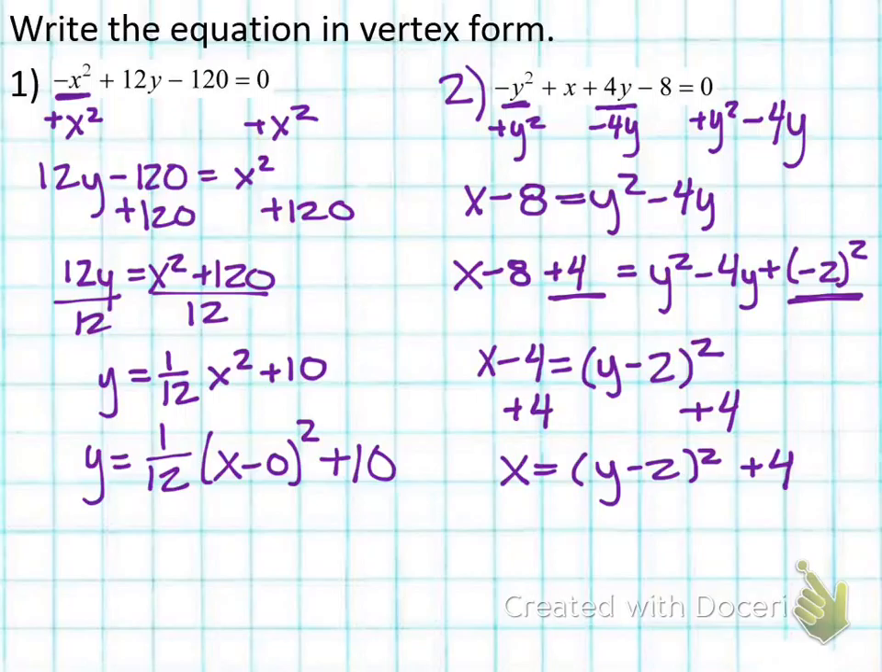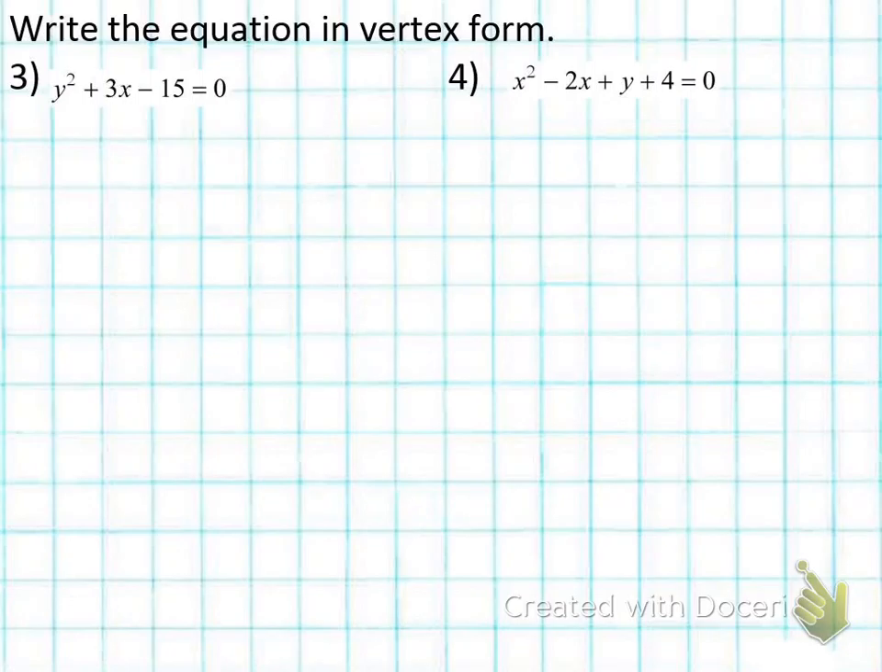Okay. And moving on to 3 and 4. Number 3 is just like number 1, but instead of x squared, it's y squared. So I'll start by moving that over to the other side. And now I have 3x minus 15 equals negative y squared. I know that I don't have to complete the square because it's just y squared by itself. There isn't anything else with a y in it. So I just go ahead and solve for x at this point. I start by adding 15 to the other side and then dividing by 3.